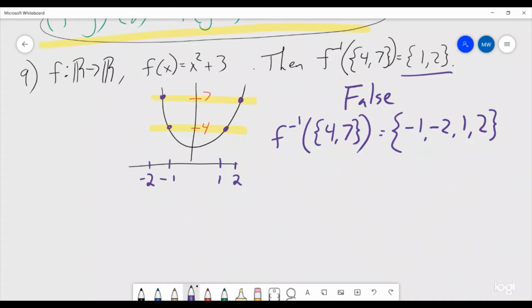Okay. Is there a way to tell the difference between the inverse of f and the preimage, or do we just have to...? So they are the same if our function is injective. This function is not injective. Therefore, this is the preimage and not the inverse.